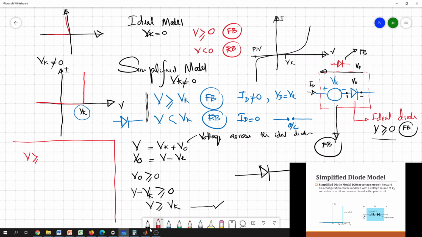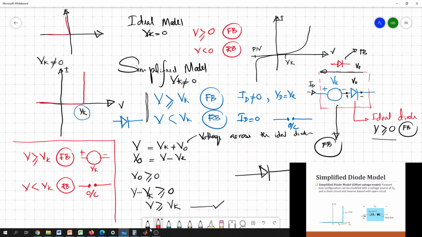If the voltage across the diode is greater than Vk, the diode is forward biased and can be replaced using a fixed DC source of value Vk. If the voltage is less than Vk, the diode is in reverse bias mode, and we can simply replace the diode with an open circuit model. So this is the way we can model the diode in the simplified diode model.